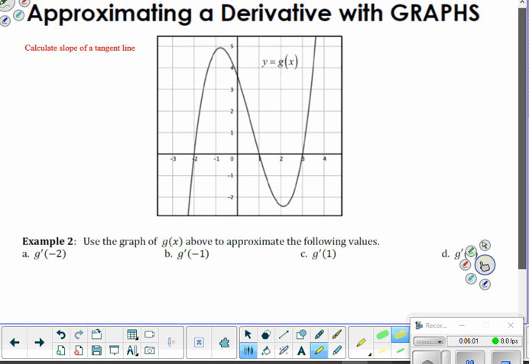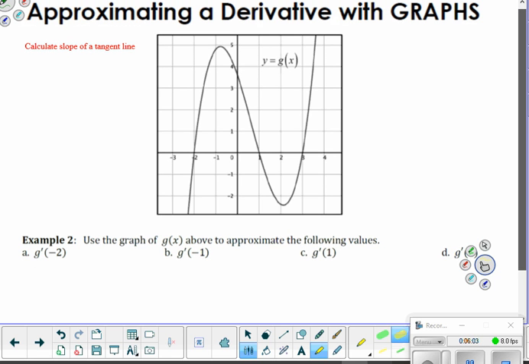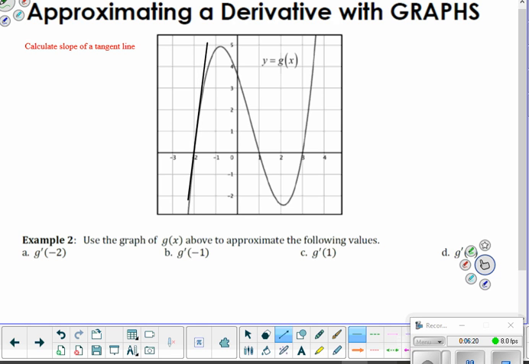Okay, the next thing, what if we had a graph? Well, we've practiced a little bit with graphs, haven't we? So, use the graph of g of x above to approximate the following values. G prime of -2. So you're going to take your ruler and do your best job of estimating the slope at -2.